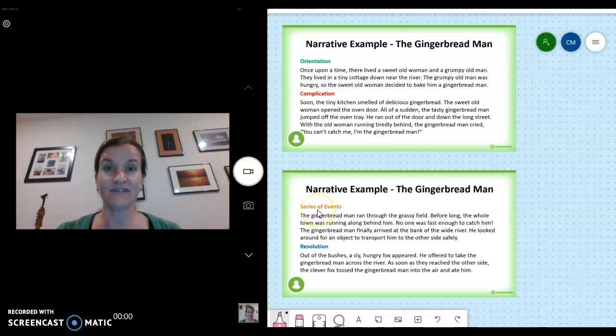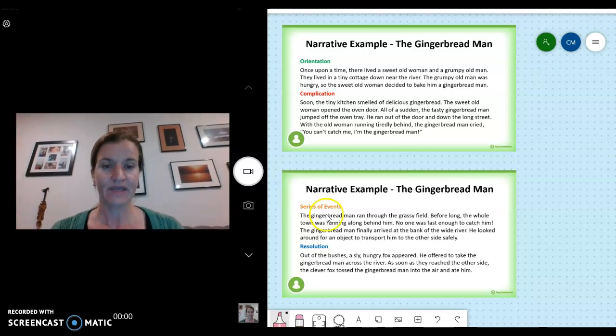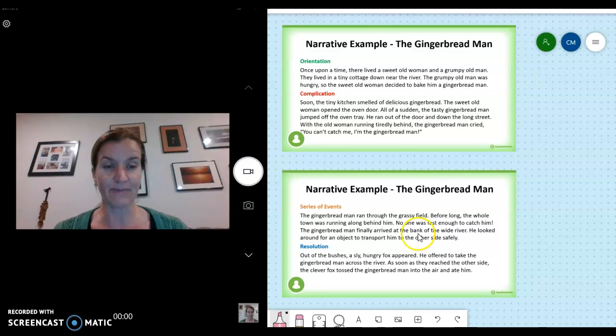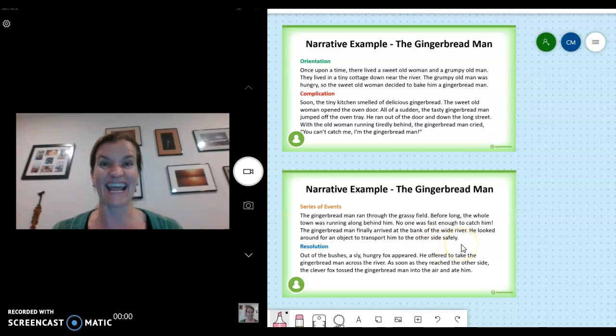Here comes the series of events that happen next. So it doesn't just say they caught him and that was the end. There's a few things that now happen. The gingerbread man ran through the grassy field. Before long, the whole town was running along behind him. No one was fast enough to catch him. The gingerbread man finally arrived at the bank of the wide river. He looked around for an object to transport him to the other side safely. So now we're wondering what's going to happen next.